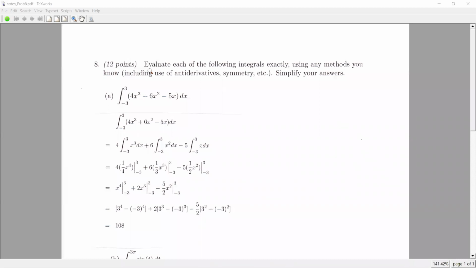Problem 8. Evaluate each of the following integrals exactly using any methods you know, including use of anti-derivatives. Here it means you can use the fundamental theorem of calculus. Symmetric means even functions, odd functions, etc. Simplify your answers. This problem has 4 parts, A, B, C, and D. Here I present my solutions only to part C and part D.